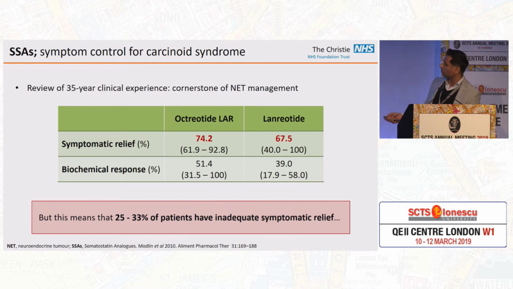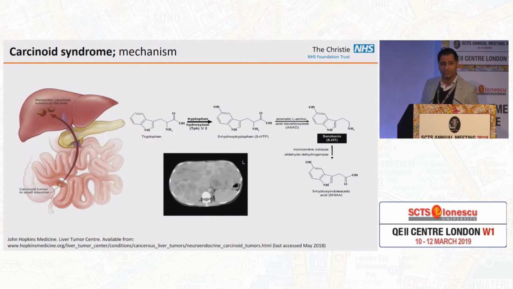So we get control of symptoms in about 3/4 to 2/3. We control the biochemical response in about 50% of patients. So it's pretty good. We can control the syndrome. But of course, that means that 25 to 33% of patients aren't getting adequate control. So there have been some developments. So we've moved on from the somatostatin analogues at the point where we've got resistance to the syndrome.